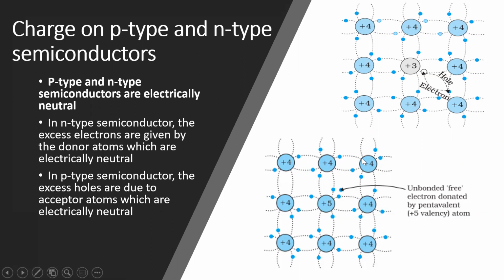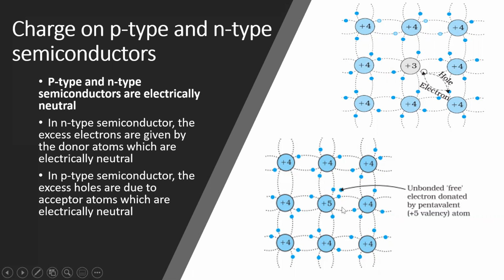Like here you can see +4 means the nucleus of a silicon or germanium, whichever pure semiconductor it is. To that we are adding a pentavalent impurity. So when we add a pentavalent impurity, what happens? The pentavalent impurity has 5 electrons in its valence shell, right? So it will share 4 electrons with the neighboring atoms and 1 is free. So this is the extra free electron which is available for conducting electricity.